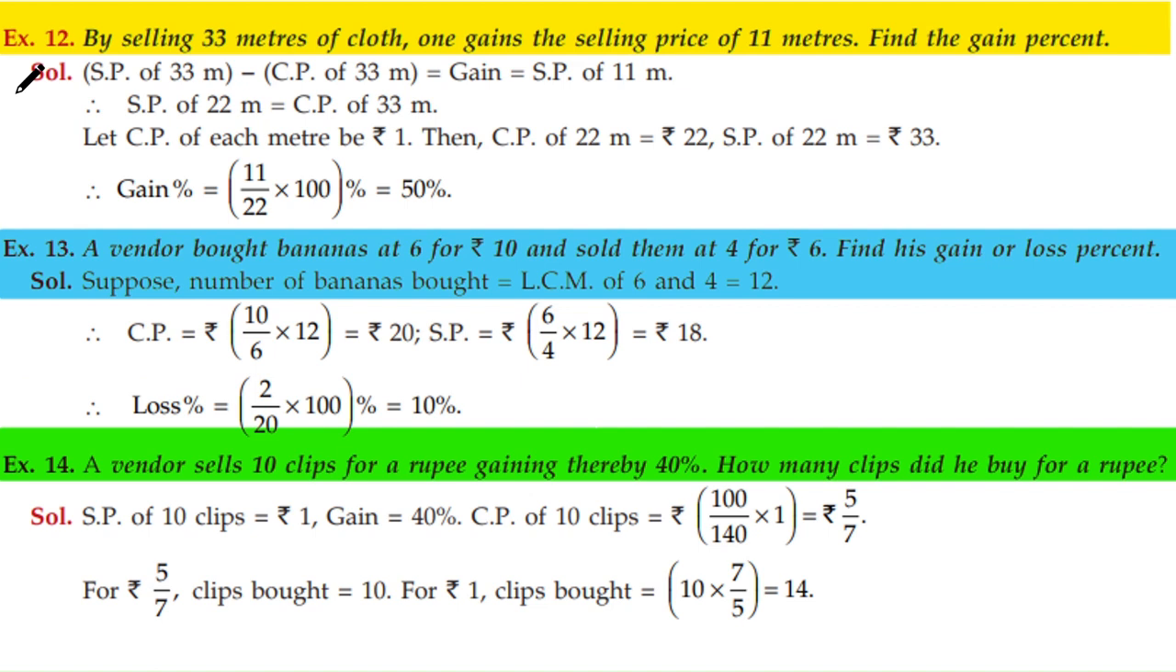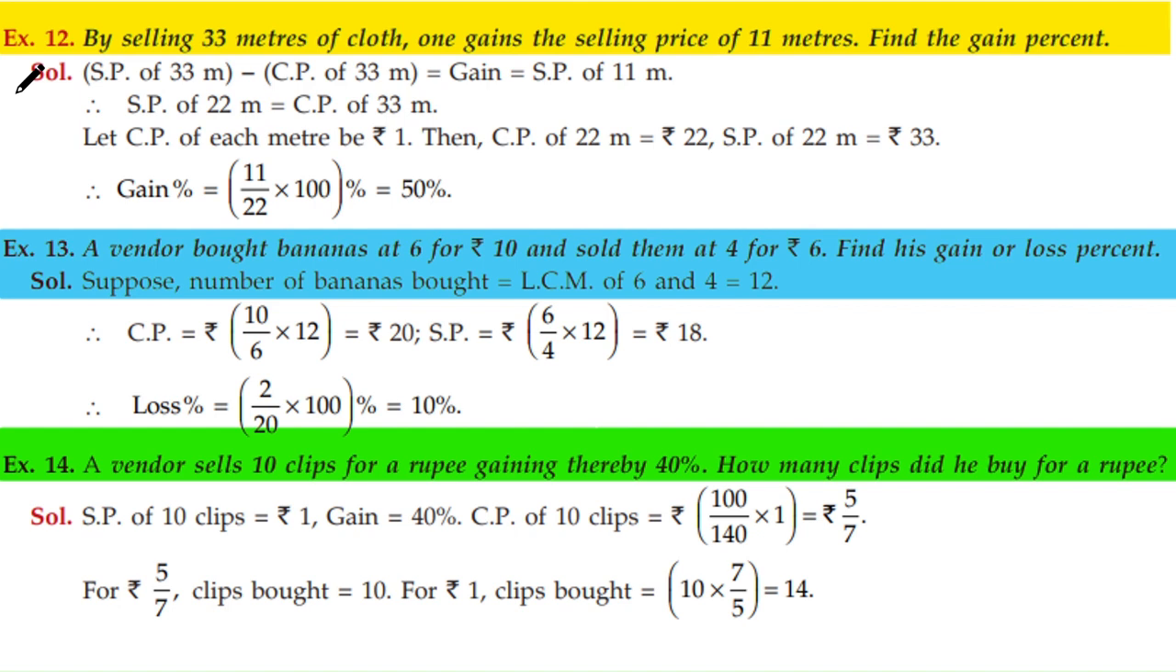By selling 33 meters of cloth, one gains the selling price of 11 meters. Find the gain percent. Selling price of 33 meters minus cost price of 33 meters equal to gain equal to selling price of 11 meters.